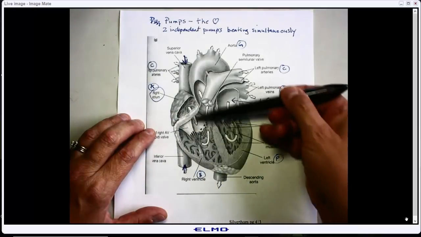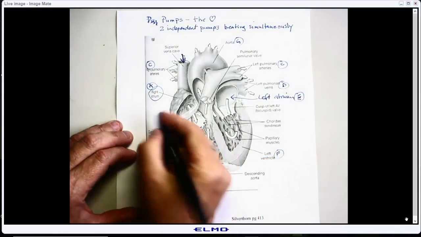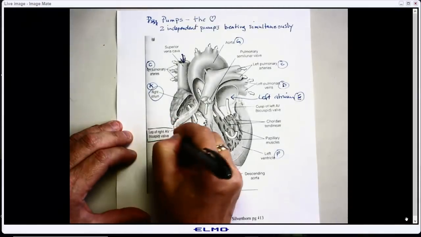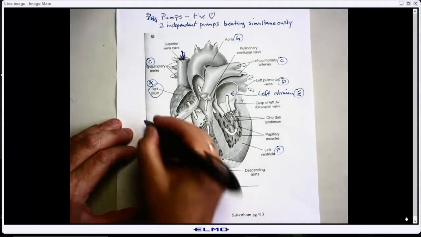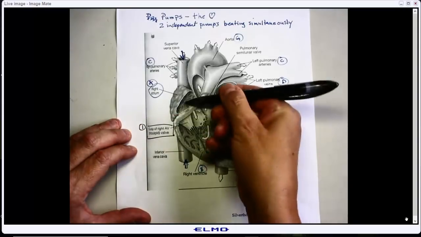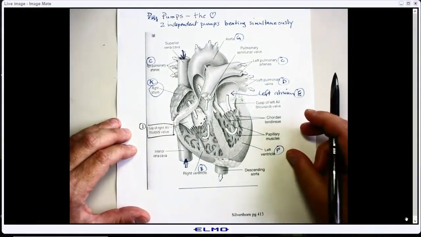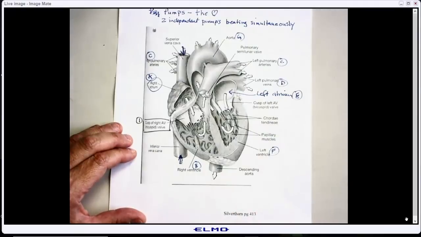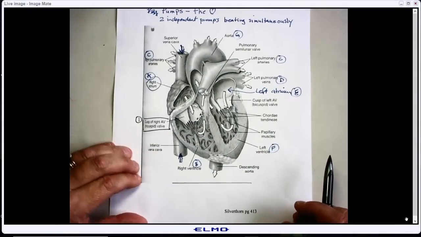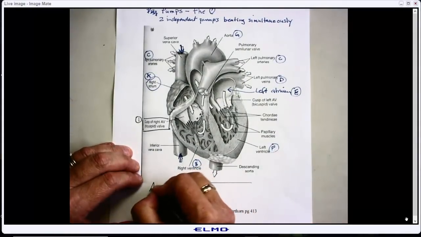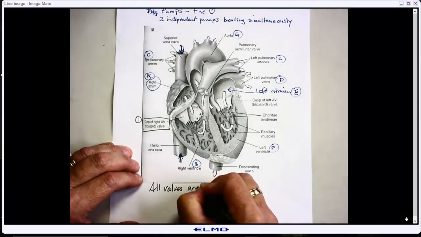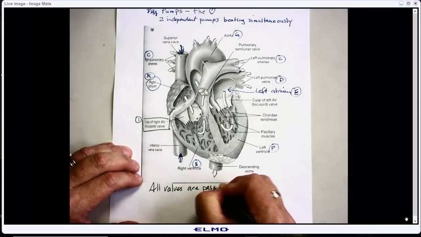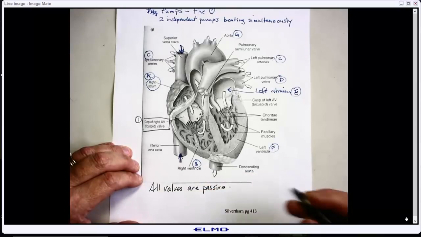And I have to go through a valve. Okay, so the first valve that we have to go through here is called an AV valve, an atrioventricular valve. Okay, a valve between the atria and the ventricles. Okay, critical to understanding this pump is that all valves are passive. Okay, all valves are passive.